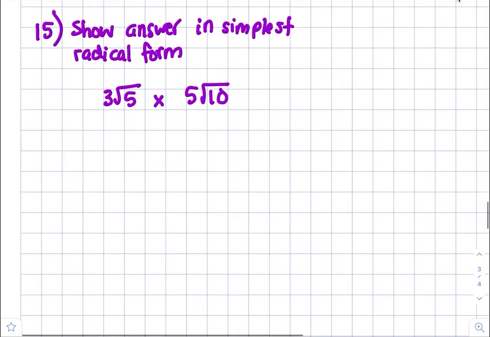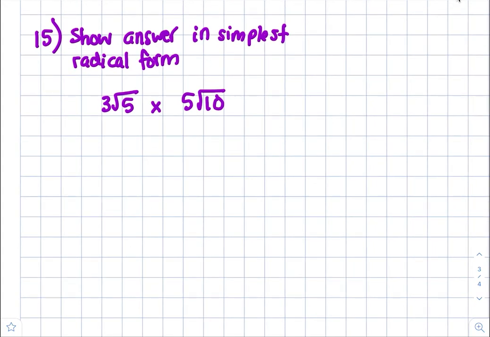15. Now, multiply these together. So we're going to multiply the 3 and the 5 together because those are on the outside of the radicals, or square roots. So that's 15 square root. Now we can multiply the 2 insides because those are both inside the square roots. 6 times 10 is 60. Now we just simplify the square root of 50. So 5 and 10, 2 and 5.